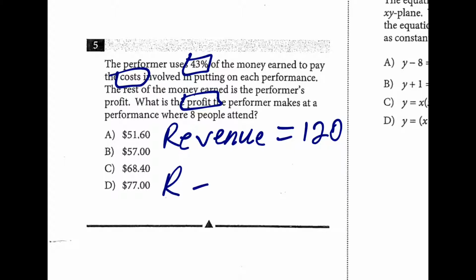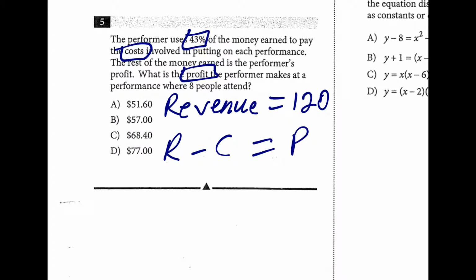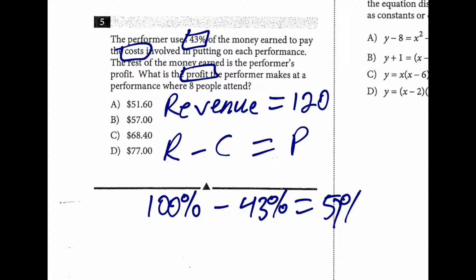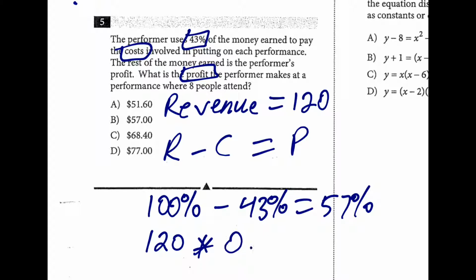So in fact, if you remember back in algebra, revenue minus cost is where your profit comes from. So if I want to take 100% of my money and subtract the 43% in costs, that tells me that 57%, let's write that as 57, 57% of our money is our profit. So I can take our $120 and multiply it by 0.57 to get the answer.